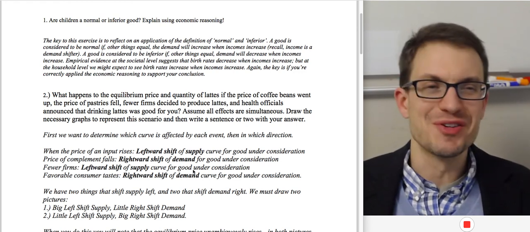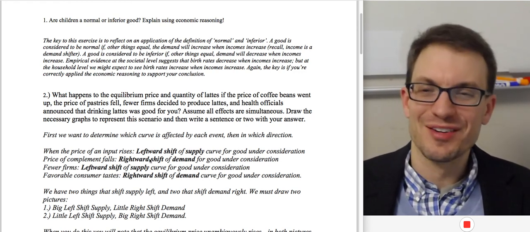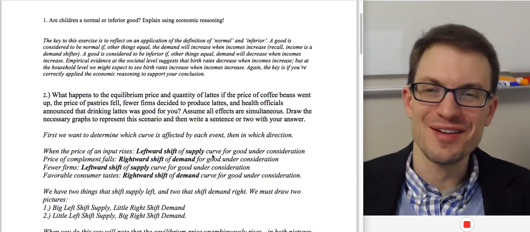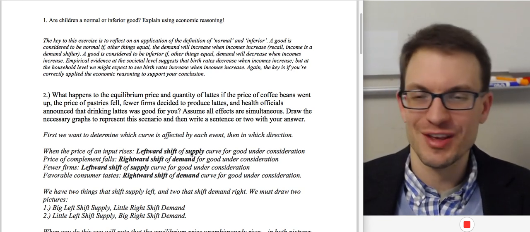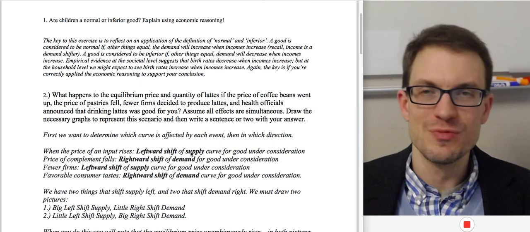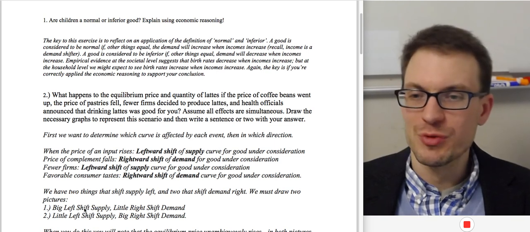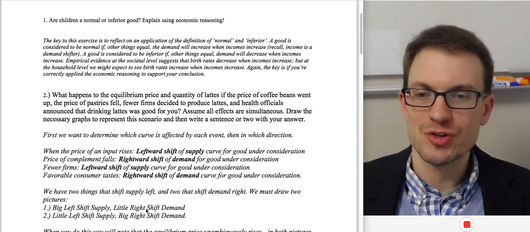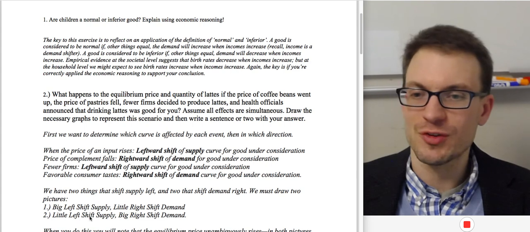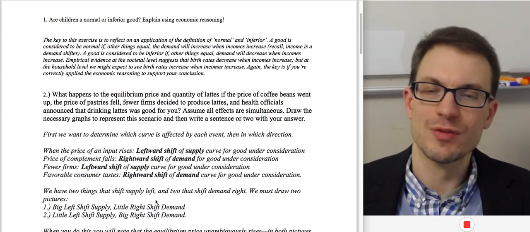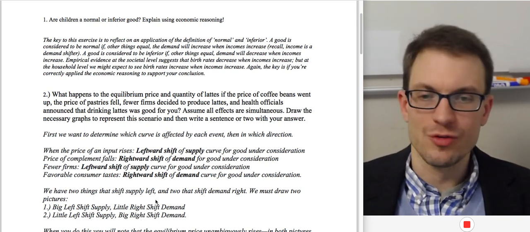And notice I was friendly. All the effects on the demand curve are to the right, all the effects on the supply curve are to the left. So we can just write down our 2 pictures. We'll draw a big leftward shift to the supply, a little rightward shift to the demand, a little leftward shift to supply in the next picture, and a big rightward shift to the demand. And that'll characterize what we'll get.